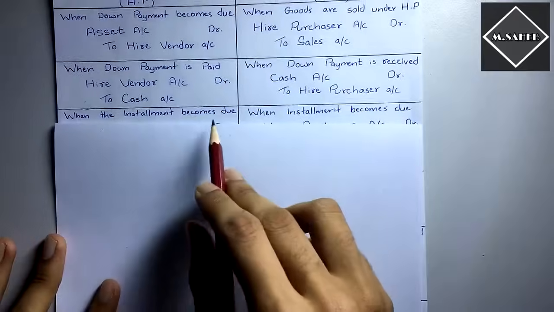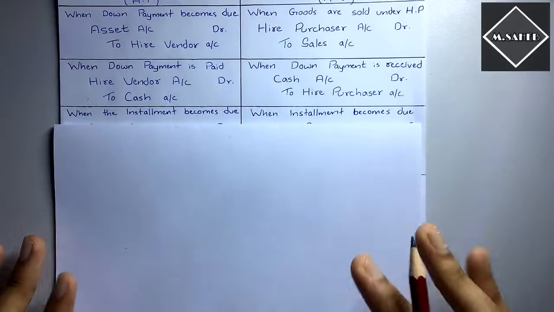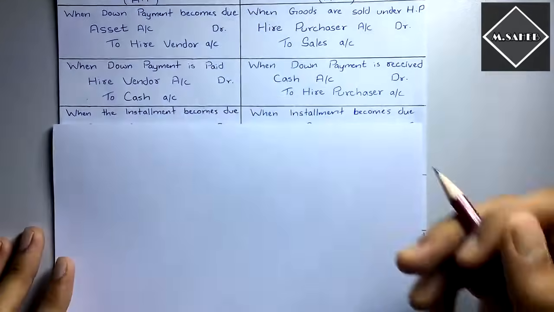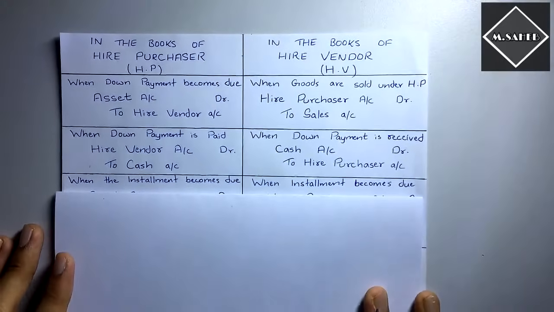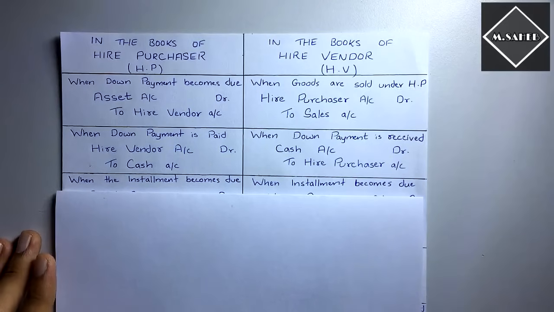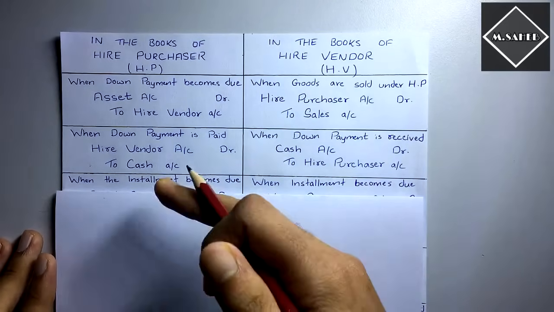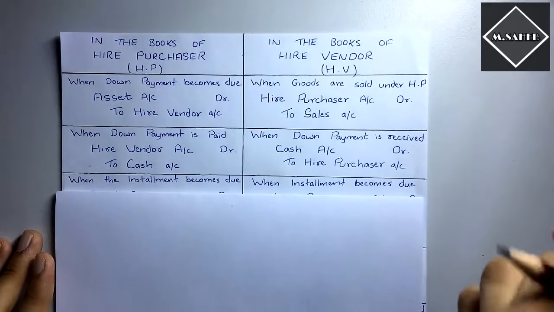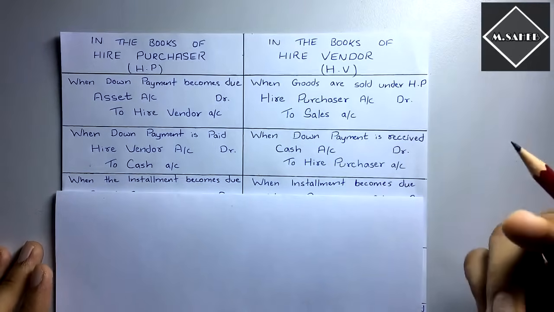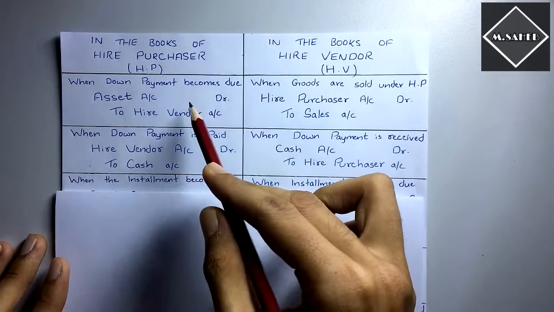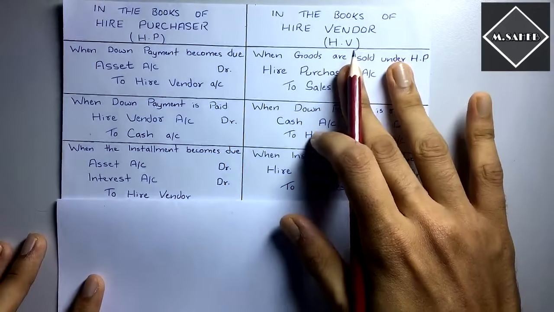When the installment becomes due, again a liability is arising. At the end of the year, if you are the hire purchaser, you have to pay the interest as well as the principal amount of the item. So the installment includes principal as well as interest, and both of them are becoming due. The installment is becoming due, so liability is again arising, same as before. Okay, so let's see the entry now.